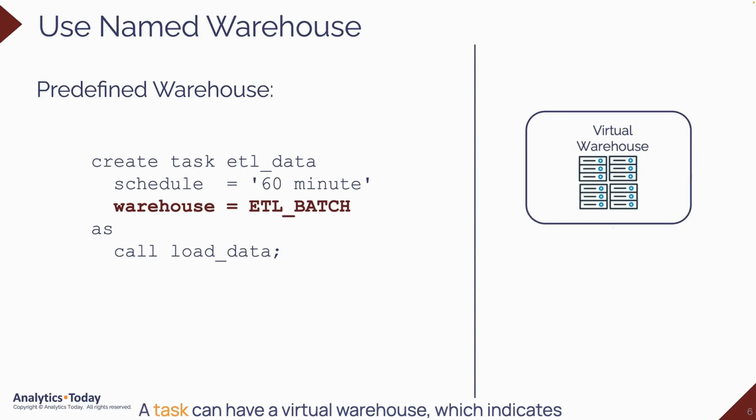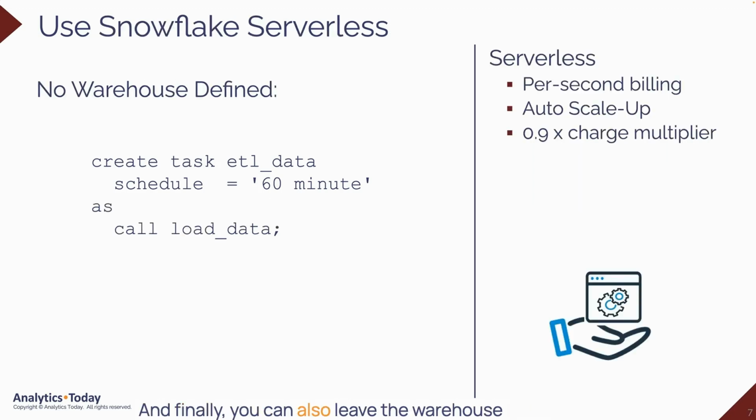A task can have a virtual warehouse, which indicates which virtual warehouse to execute the task upon. And finally, you can also leave the warehouse definition off, in which case it will use Snowflake serverless compute in order to process the data. This is charged per second billing with auto scale up and is actually now at a 10% discount against the cost of a warehouse. So it's actually quite cost effective to use serverless tasks.